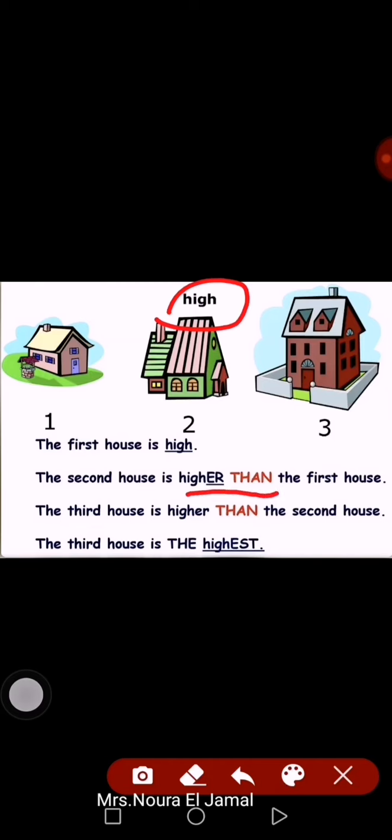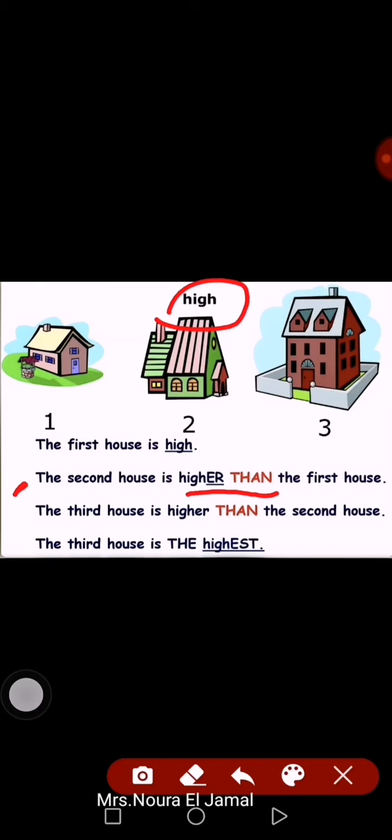What do you notice here? That we add er and then to the adjective. Why? Because I compare between the first house and the second house. Two things only. That's why I use the comparative adjective. And we form the comparative adjective by adding er and then to the adjective. Let's read again. The second house is higher than the first house.